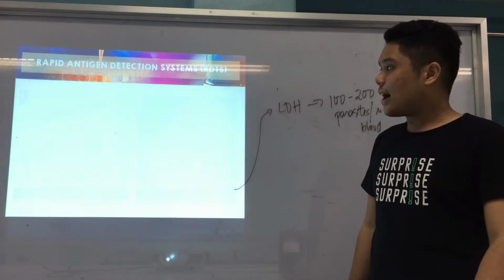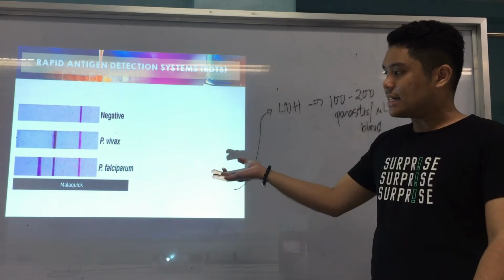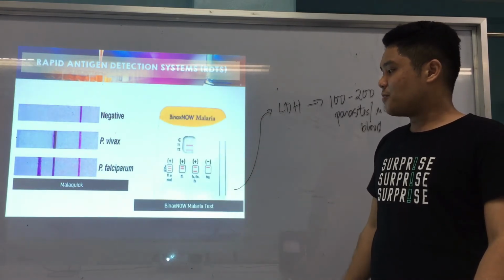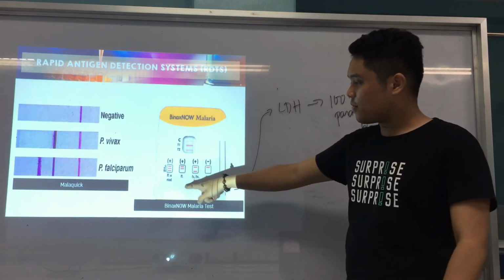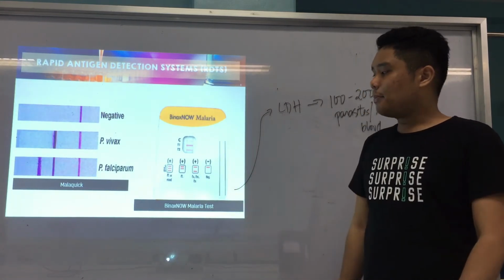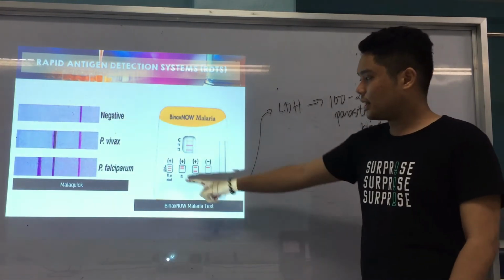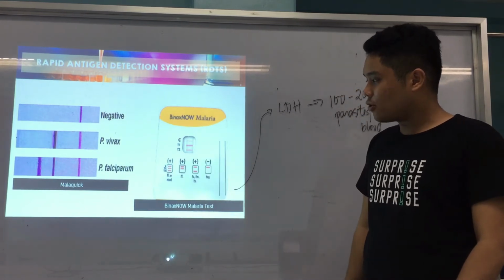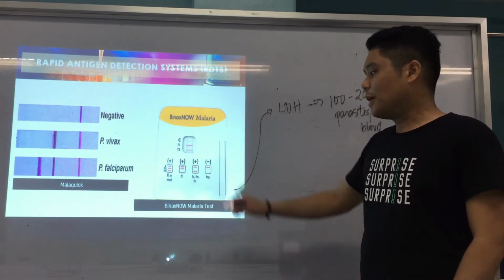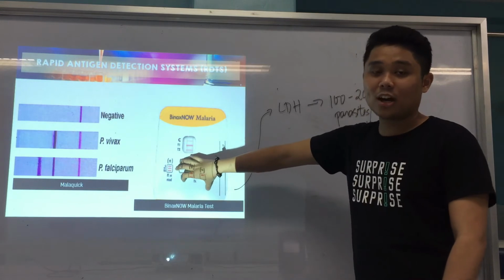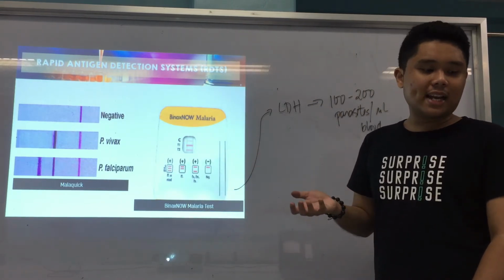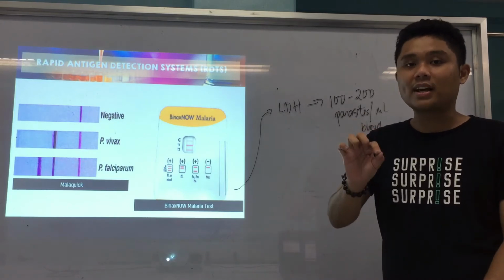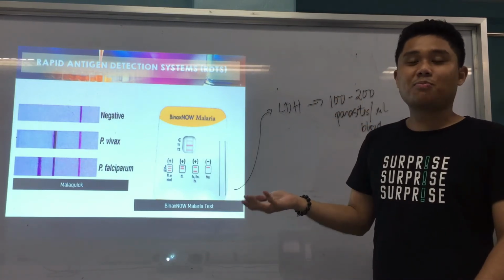And then we also have here your Malaquick, the lines, and then you have BinaxNOW. As you can see for BinaxNOW, you can detect Plasmodium falciparum and other Plasmodium species. So for T1, it's Plasmodium falciparum or mixed. You have the guide there on how to interpret the lines. But the point is, BinaxNOW can detect both Plasmodium falciparum specific or other species of Plasmodium.